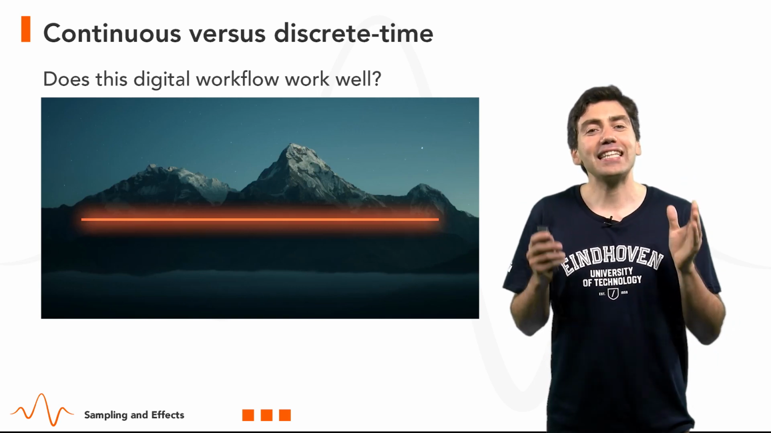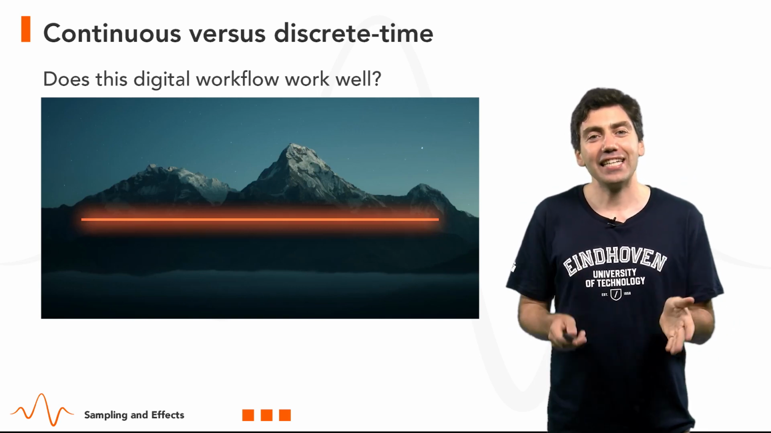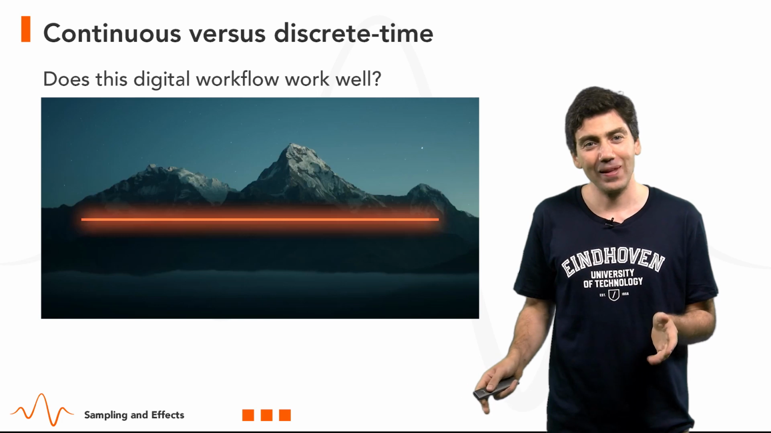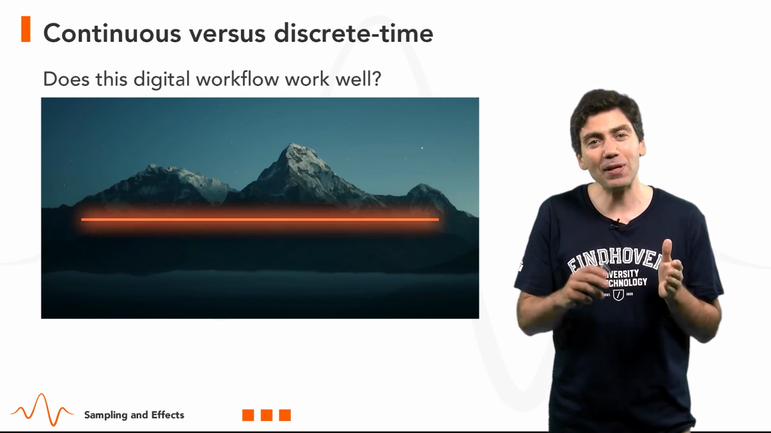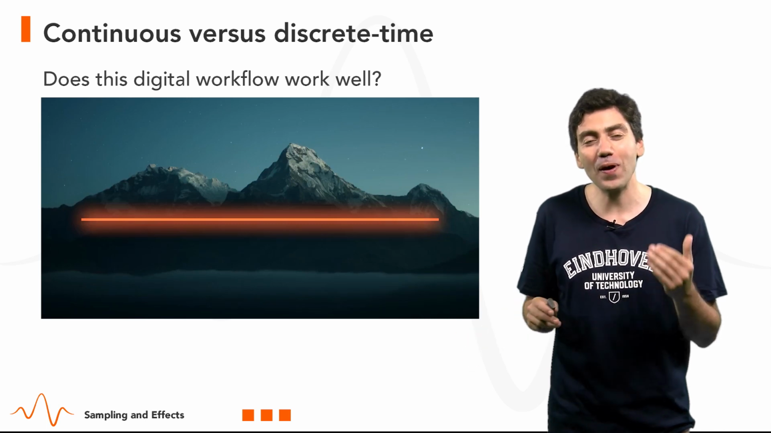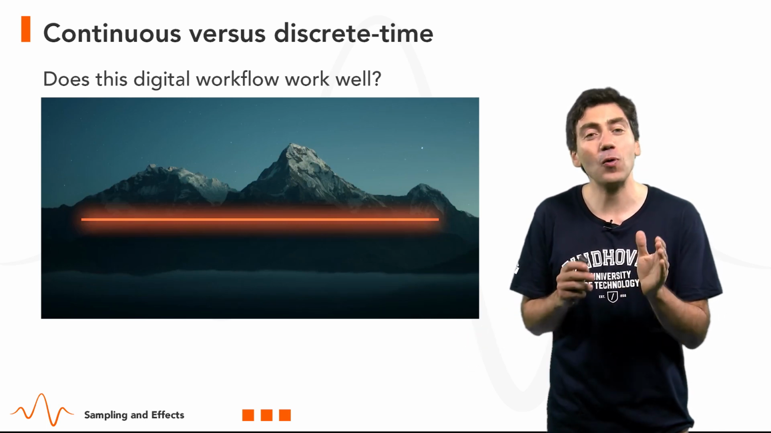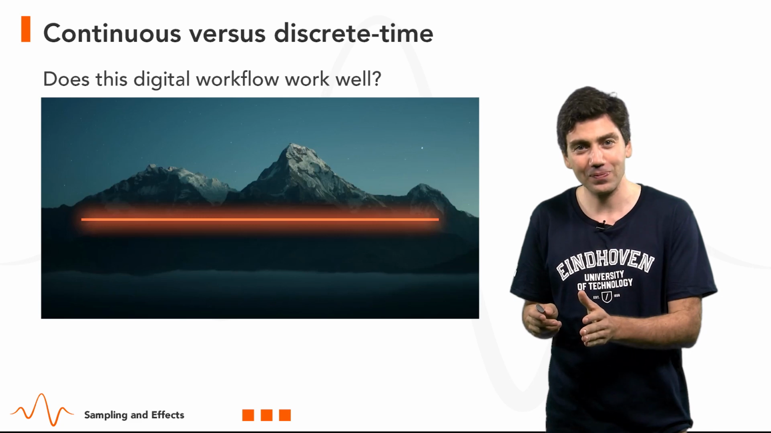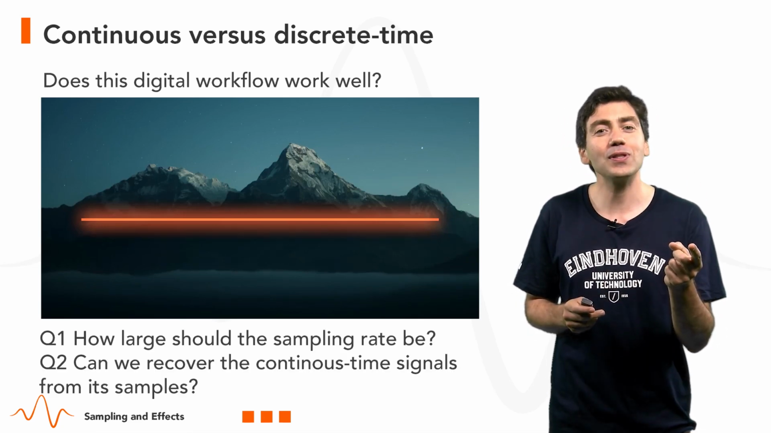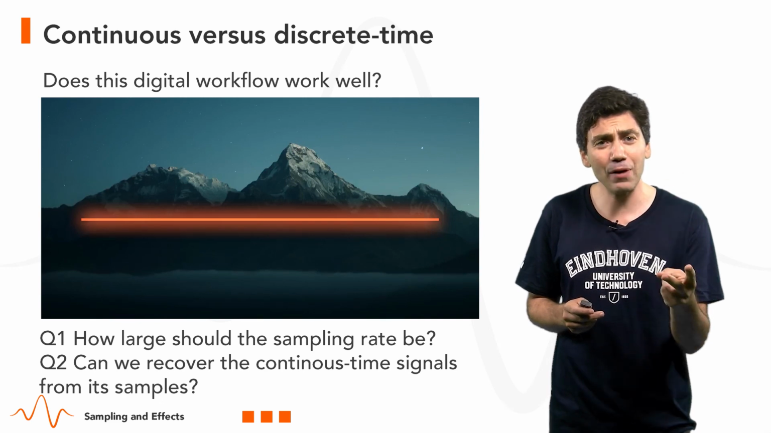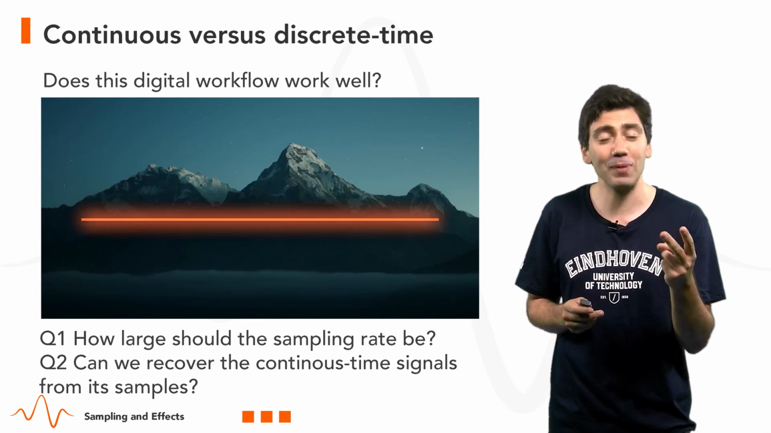It is clear that the quality decreases as the sampling frequency decreases. A funny effect that we'll discuss later on is that as the sampling frequency decreases, we hear more and more low frequency or low pitch sounds. This leads to the following questions. How large should the sampling frequency be? Can we recover the continuous time signal from its samples?